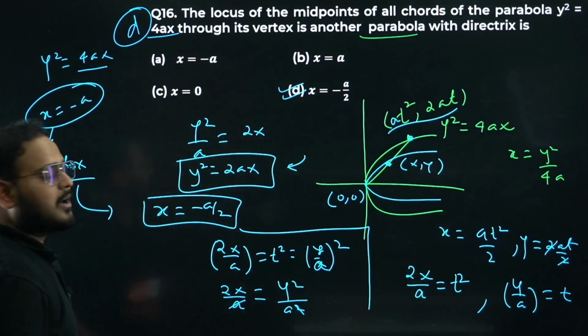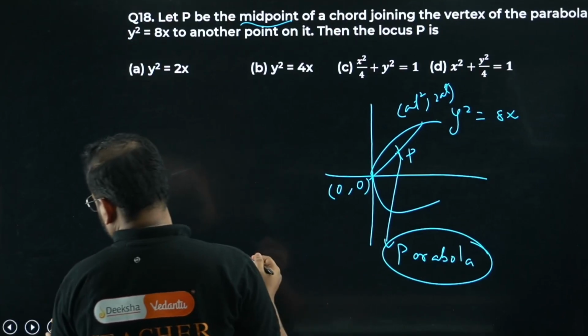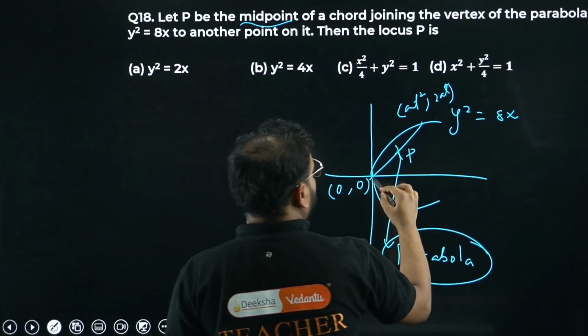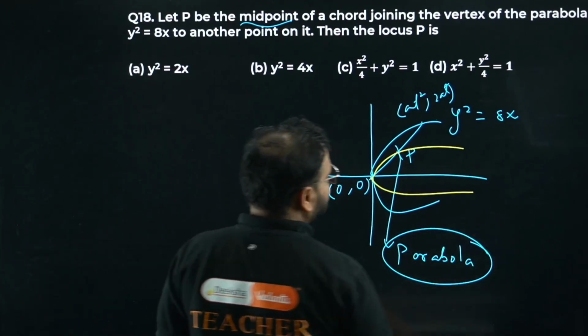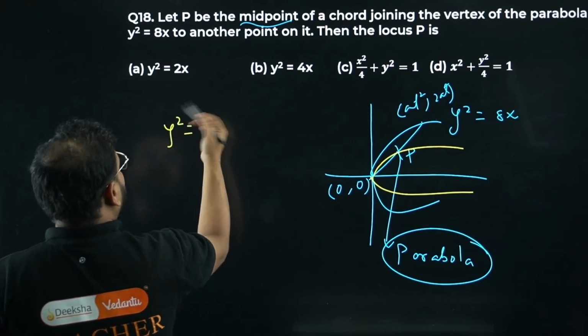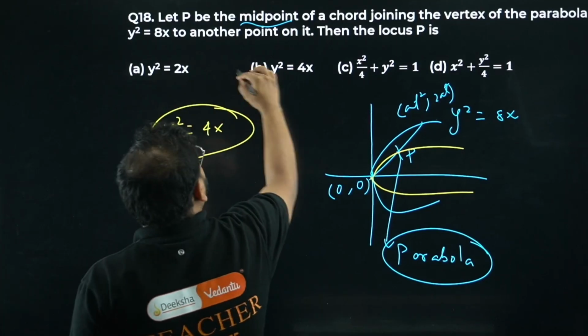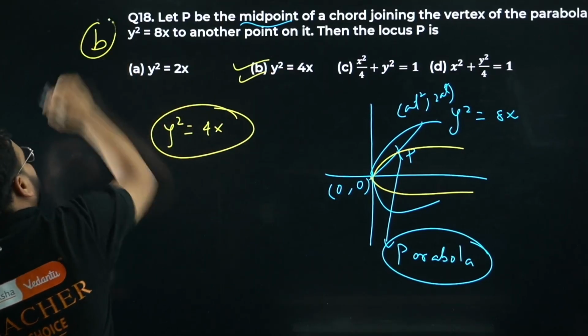Same way you'll have for this point also, the parabola like this only, right? So what is going to be the answer? Half of that, so y square equals half of 8x will become 4x. Answer is B. Sorry, I did not read the question properly.